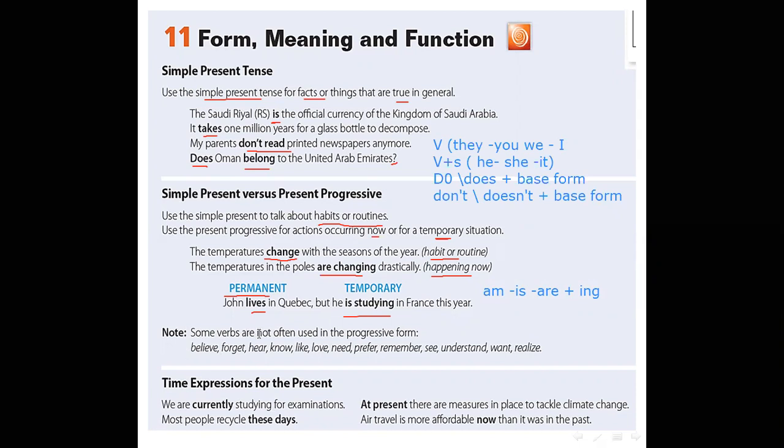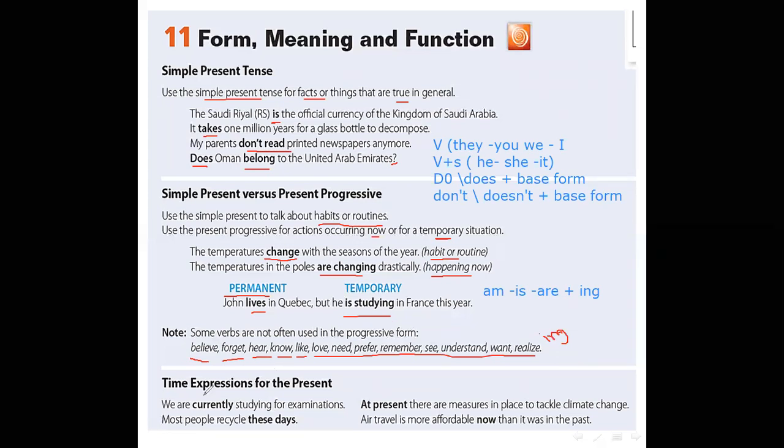Some verbs are not often used in the progressive form. Underline these verbs: believe, forget, hear, know, like, love, need, prefer, remember, see, understand, want, or realize. These verbs can't be followed by ing. Okay, these verbs can't be used in the progressive form.